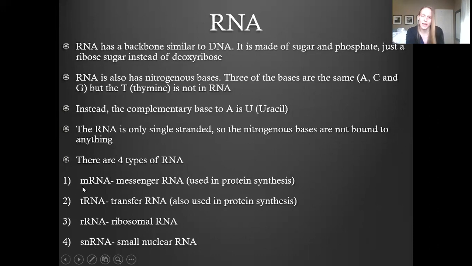There's the mRNA, which stands for messenger RNA, and the tRNA, which stands for transfer RNA. Both of those we're going to talk about in the next lesson about protein synthesis. There's also ribosomal RNA and small nuclear RNA, but we don't get into those types. Okay, so that's it for that.